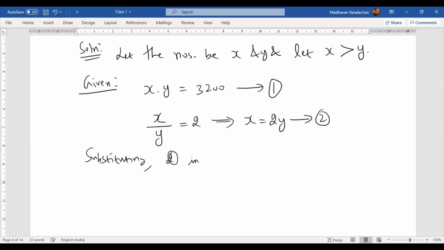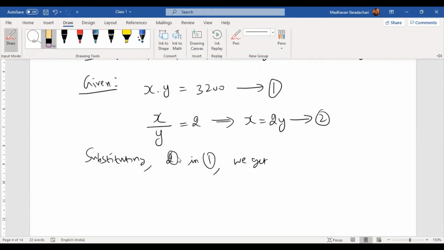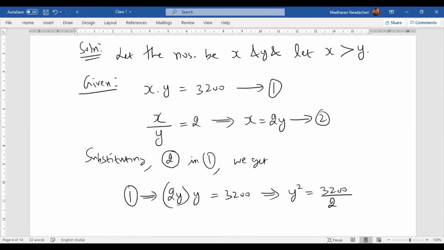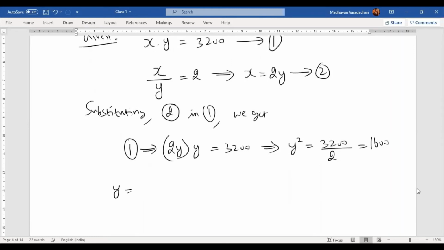Substituting into equation 1, we get x equal to 2y. I'm going to substitute it in 1. That means our first equation will become, instead of x, I'm going to write 2y into y is 3200, or y square is equal to 3200 divided by 2, which is nothing but 1600.